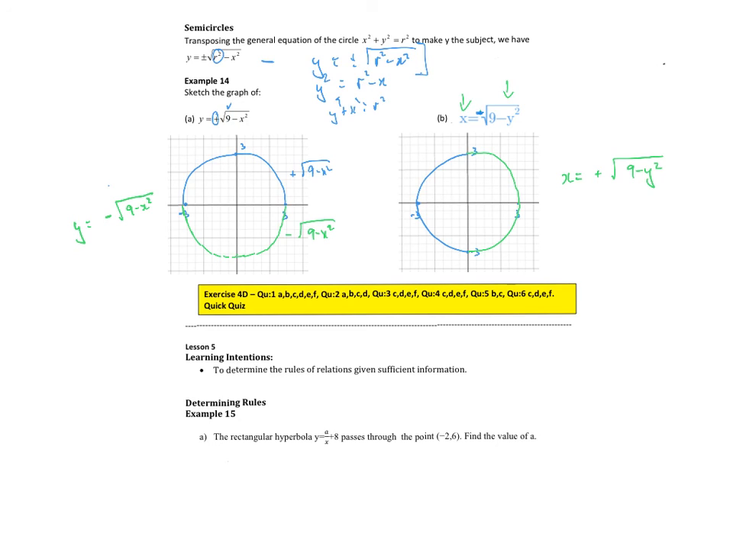Alright? So it's just a case of identifying where your values are, whether it's y equals or x equals, and then sketching the relevant half circle.